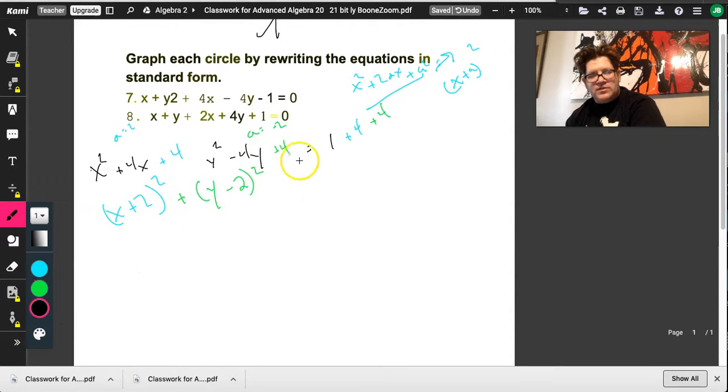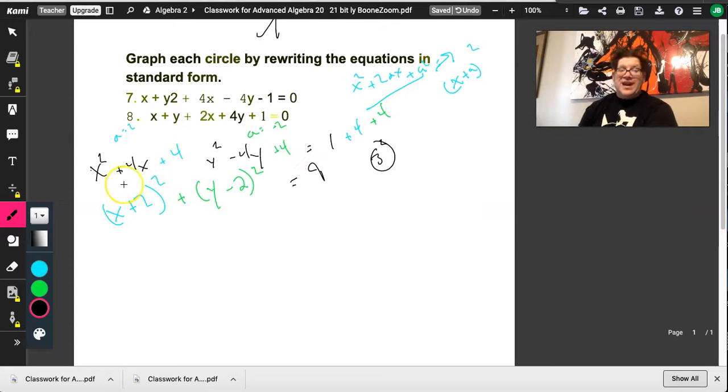So I just did the 2 completing the squares to make that. Okay, and then I add all this up and we get 9. Which that tells us is 3 squared. So our radius is 3. So if I wanted to graph this, now I could graph it. And that's how you can take these big ugly equations and rewrite them in standard form.